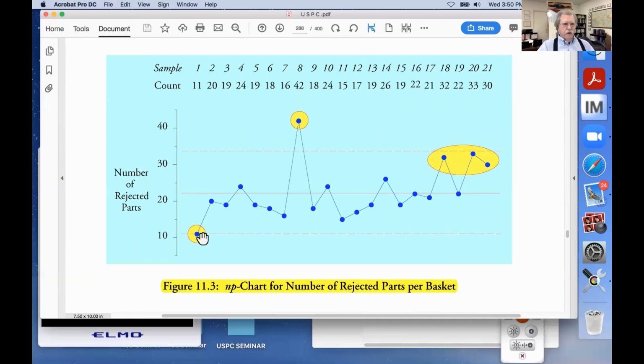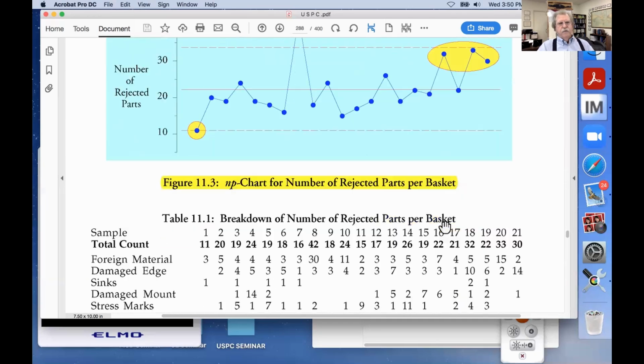And there's a point below the lower limit. There's a point way above the upper limit. We've got a long run near the limit here. There are some signals in these data. But you see, this is a report card metric. So this is a report card chart. And report card charts aggregate everything together, and that tends to hide the signals.